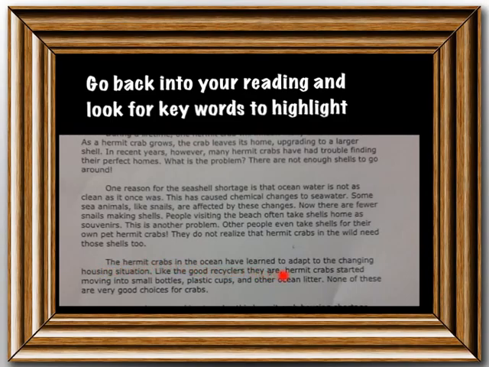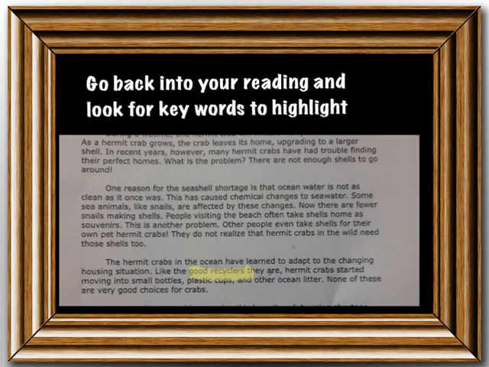The hermit crabs in the ocean have learned to adapt to the changing housing situation. So I know something's changing here. Like the good recyclers they are. Ooh, I see the word recyclers. I'm assuming at this point that's what nature's recyclers is. So I'm going to go ahead and highlight good recyclers because that's what they are. It means they're using things in nature to recycle. And recycling, what does that mean? It means to use something over again to help the environment.